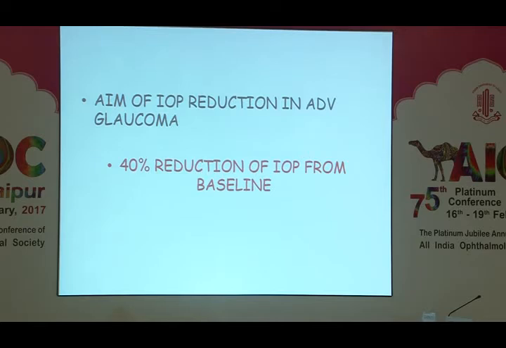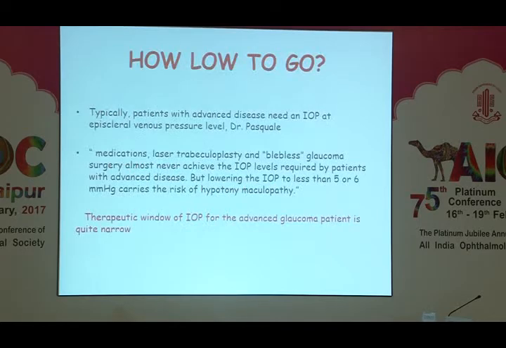Our aim in advanced glaucoma, as Mrs. Bhadauria said, is basically to reduce the intraocular pressure by at least 40%. How low should we go? Now, it has been said by Dr. Pascal that patients with advanced glaucoma need intraocular pressure at the episcleral venous pressure level.